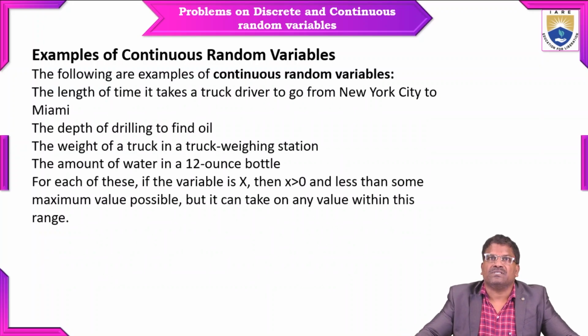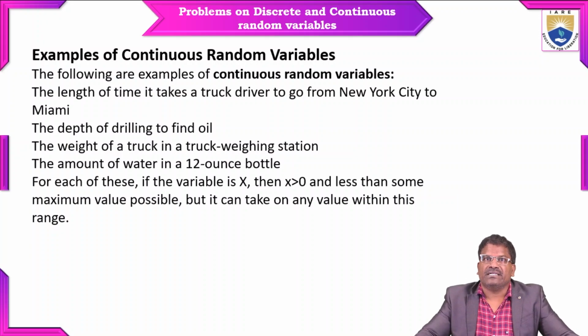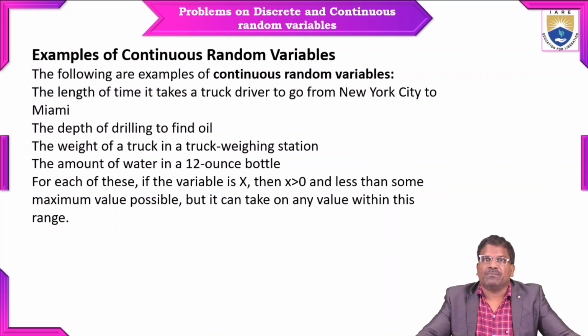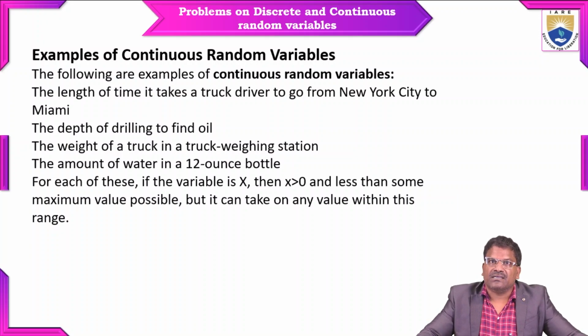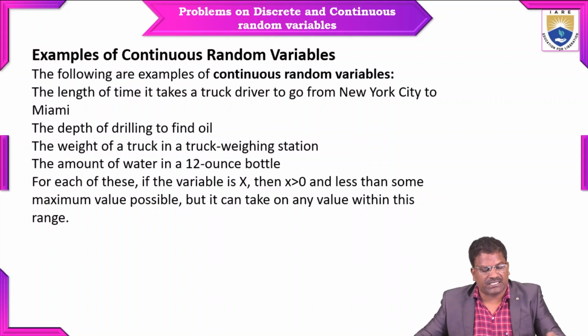So let us see some more examples of continuous random variables. The length of time it takes a truck driver to go from New York City to Miami. The depth of drilling to find oil. The weight of a truck in a truck weighing station. The amount of water in a 12-ounce bottle. For each of these, if the variable is X, then X is greater than 0 and less than some maximum value possible, but it can take on any value within this range.